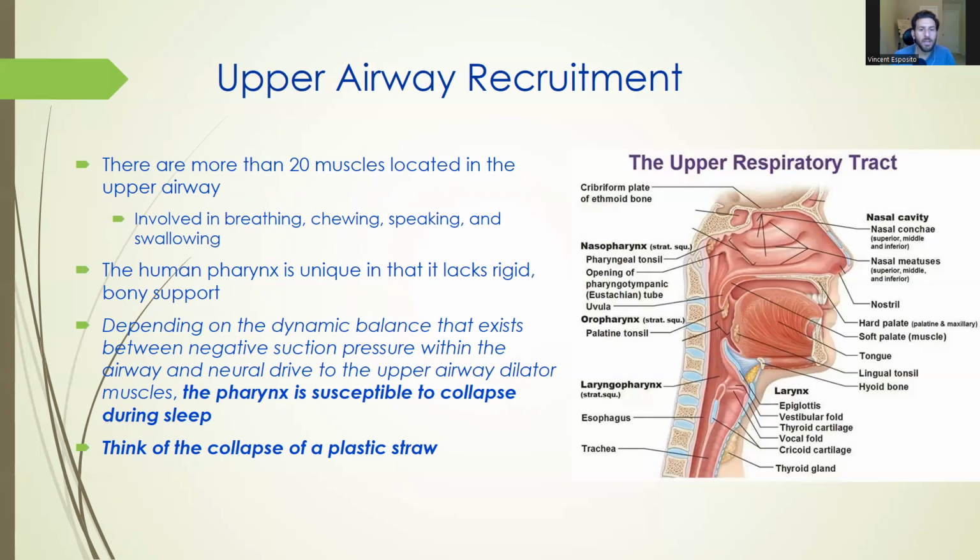So depending on the dynamic balance that exists between the negative suction pressure, again, that suction pressure going down within the airway, and the neural drive to the upper airway dilator muscles, the pharynx can be susceptible to collapse during sleep. So again, this is that plastic straw analogy that I was talking about earlier. If the suction pressure gets great enough, if you suck really, really hard through a straw, you'll notice that you're going to get that pinch. And then what happens? Less air can get through. It leads to an apneic event. You can't breathe. And that's when, again, the breathing gets heavy, it gets erratic, and you're getting less oxygen to your tissues.